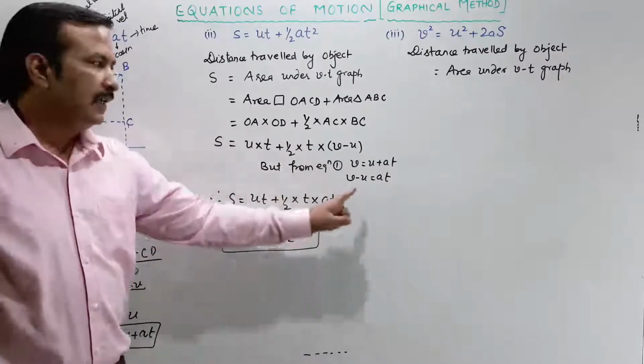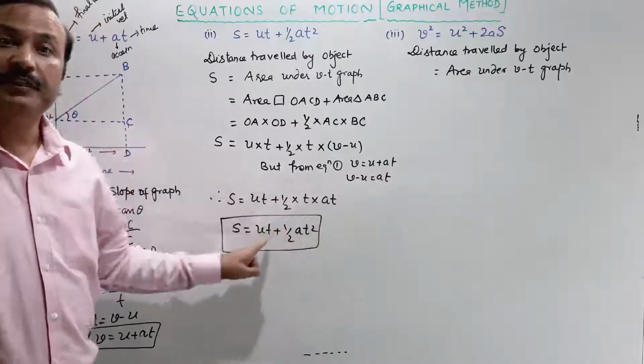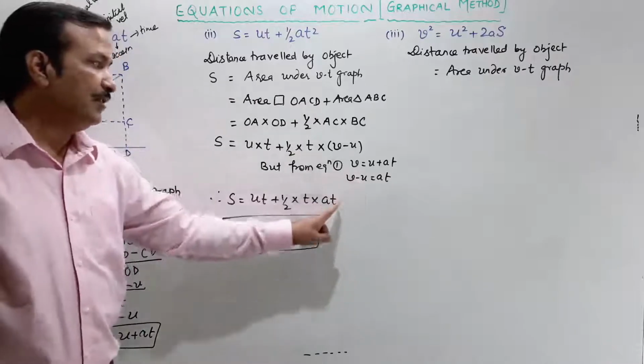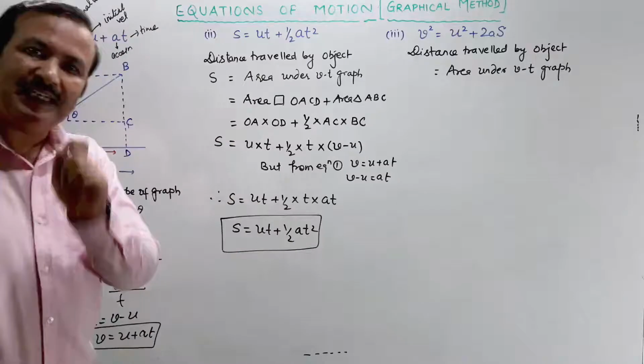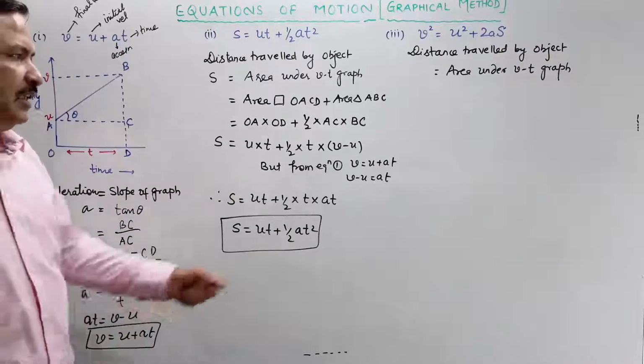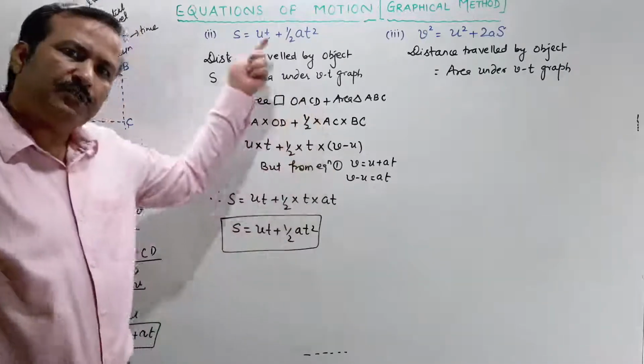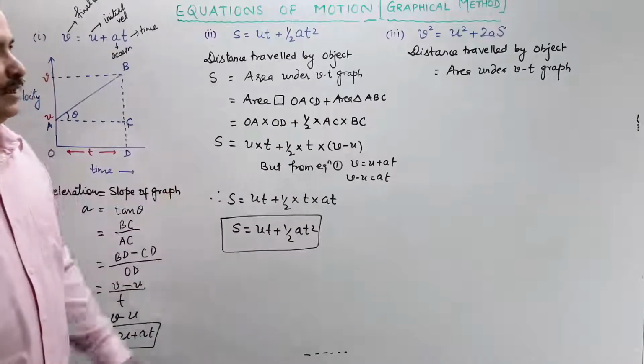You just have to remember that we are using the first equation here, and we will be substituting V minus U as AT. If you are asked to derive only the second equation in the exam by the graphical method, there is no need to derive the first equation. Only derive the second equation.